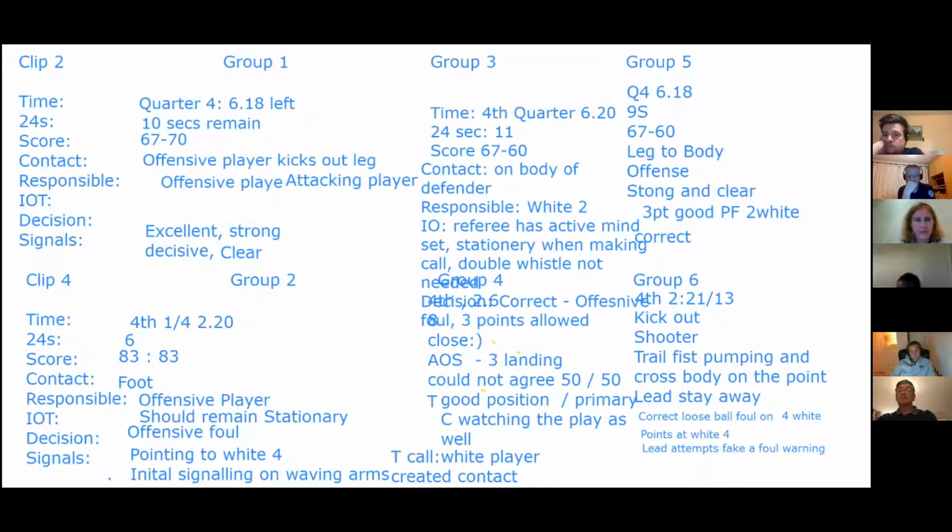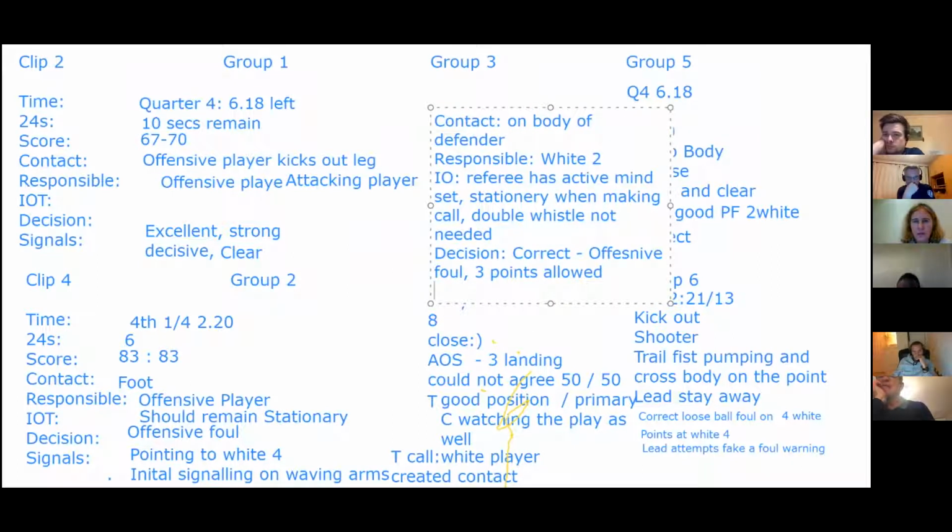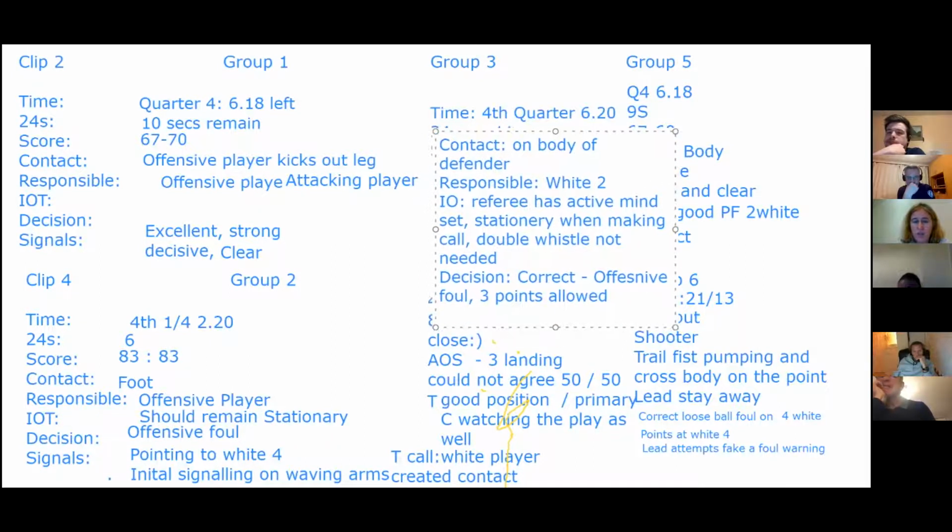So, okay, in the fourth quarter, offensive player kicks out leg, correct. Offensive player, contact on body, contact on body of defender. Yes, responsible, white 2, yes, the shooter, correct. Correct, offensive foul. Okay, so one comment. What do you think about this? Is it an offensive foul or not? Group 3. I think yes, as a group we agreed that it was an offensive foul. Okay, so it was a foul committed by the shooter, who was the offensive player, right?